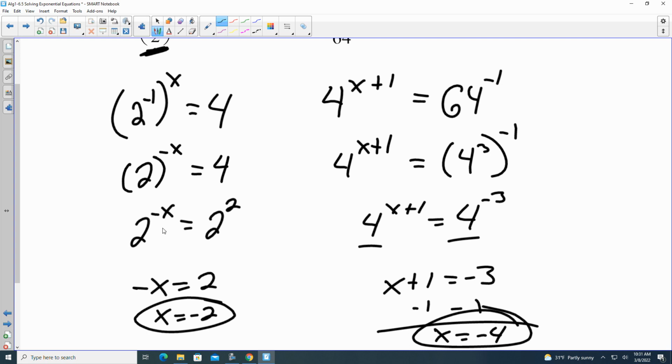And that is being able to solve exponential equations.